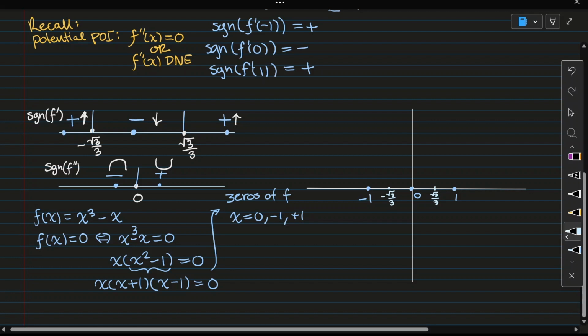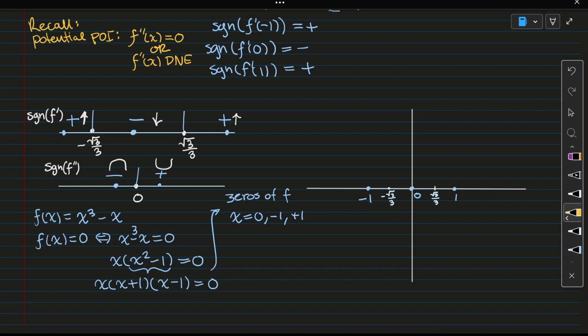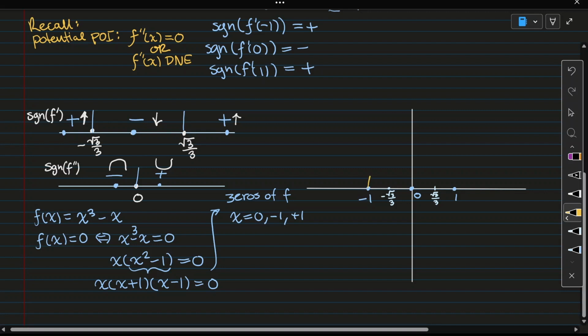Okay, so now let's think about what's going on here. I'll draw my curve in yellow. So I'm increasing before -√3/3, and I hit 0 at -1, and I'm concave down. So I'm increasing here, concave down. So this must look like this. Notice that I'm coming up, I'm coming up, I'm coming up, but I'm concave down. I look like a frowny face.